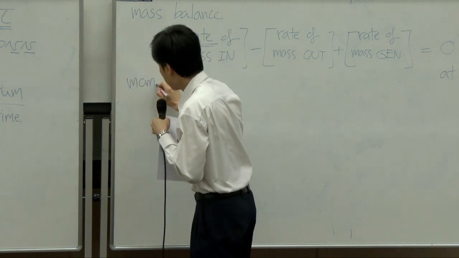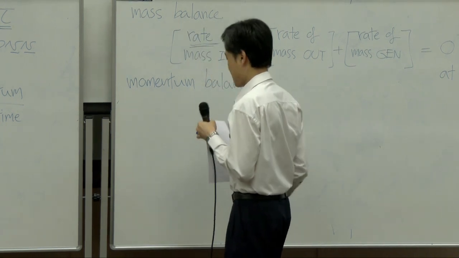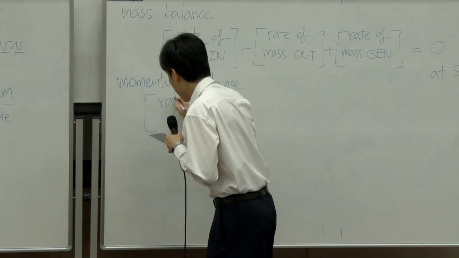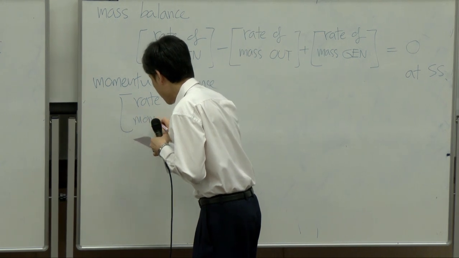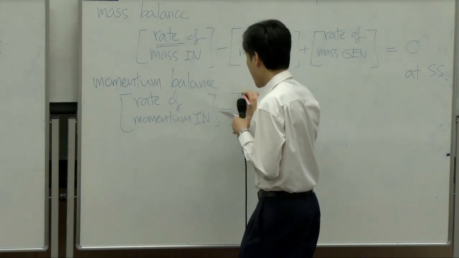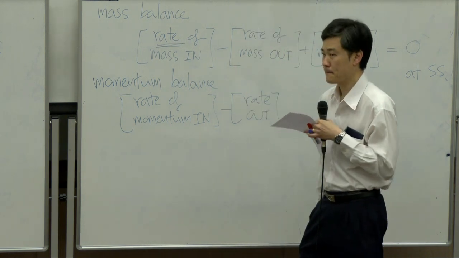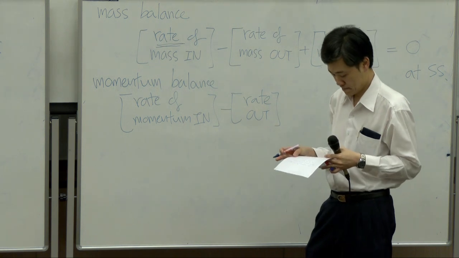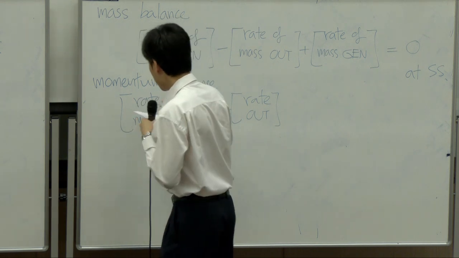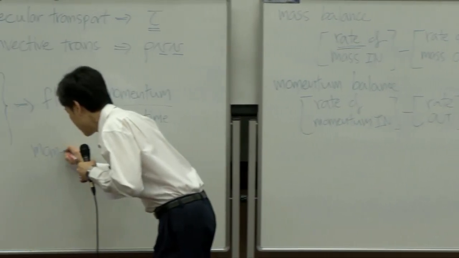for momentum balance, they're supposed to have rate of momentum in subtracted by rate of momentum out, just like in mass balance. If you look at the unit, it is supposed to be momentum per time.